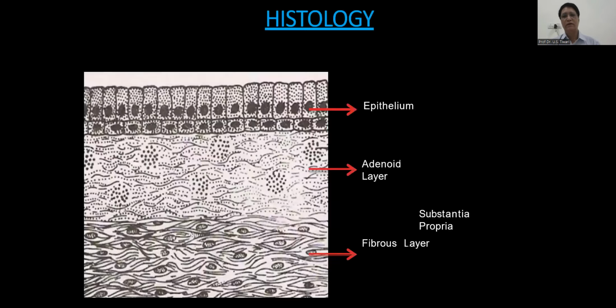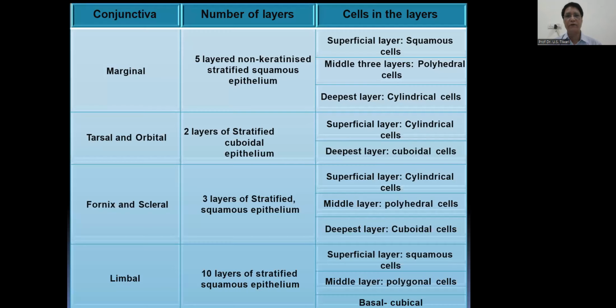Now, if you look at the histology of the conjunctiva, it is divided into 3 parts: epithelium, adenoid layer, and the fibrous layer. The adenoid layer and the fibrous layer together are sometimes termed the substantia propria. So these are the 3 main histological layers of the conjunctiva.